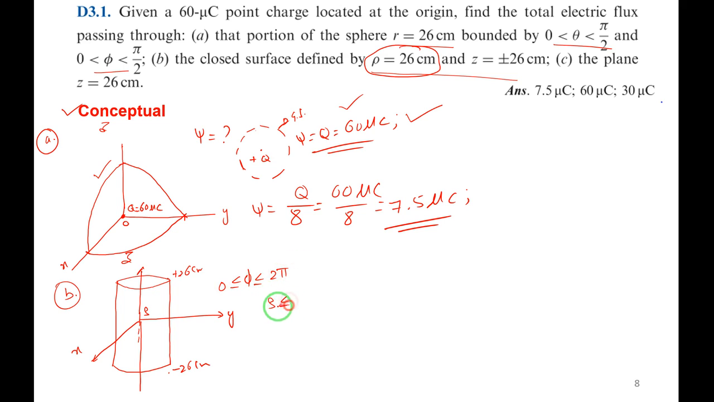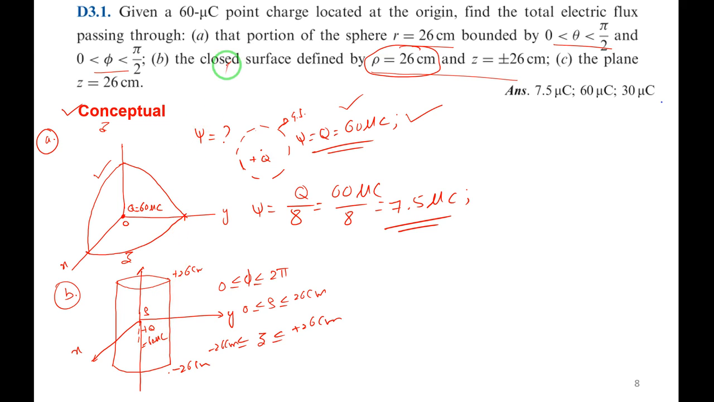Rho is lying between 0 to 26 centimeter, phi is 0 to 2 pi, and Z is lying between minus 26 centimeter to plus 26 centimeter. These are the bounds that are given, but phi is not given. Closed surface means phi has to be 0 to 360 degree, 2 pi radians, right? Then where is the charge located? Here, plus q, equal to 60 microcoulomb.